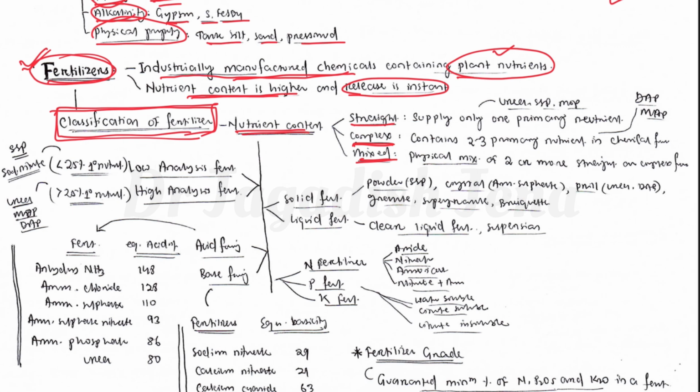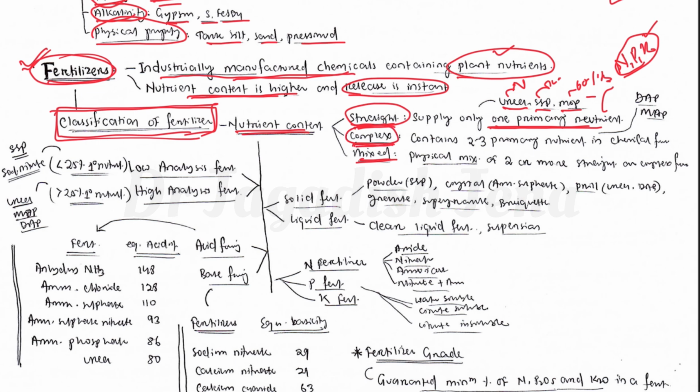What do you mean by straight fertilizer? Straight fertilizer is a fertilizer that supplies only one primary nutrient. If the fertilizer is supplying only one primary macronutrient, then that is called a straight fertilizer. What are the primary nutrients? We have already covered them: N, P and K. If any fertilizer is supplying only one among them, then that is a straight fertilizer. For example, urea supplies nitrogen 46%, SSP supplies 16% P2O5 and MOP supplies 60% K2O. So these are examples of straight fertilizer.